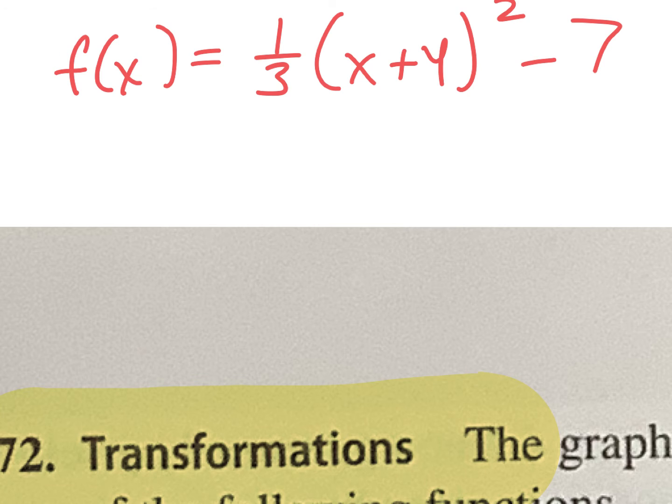So I look here and I say, okay, I have a 1/3 out in front being multiplied. What does that mean? A vertical shrink. Good. You have to put vertical or horizontal. Yeah. You have to be specific if it's vertical or horizontal. Hold on one sec. You can call it a compression if you want to, but keep moving left to right.